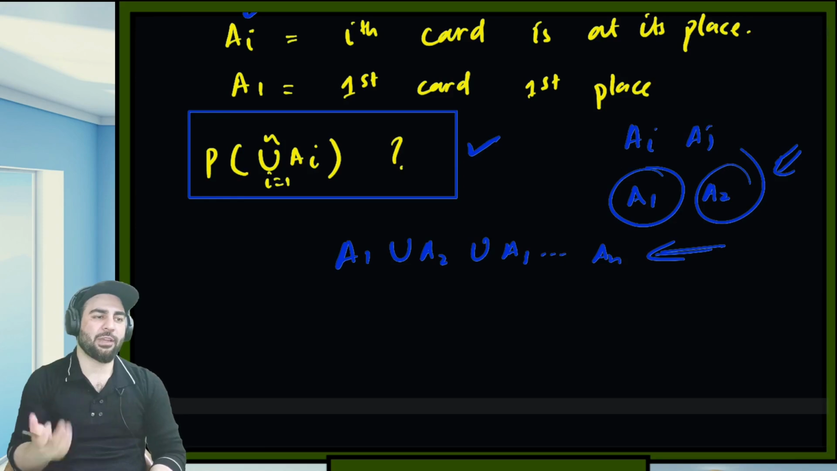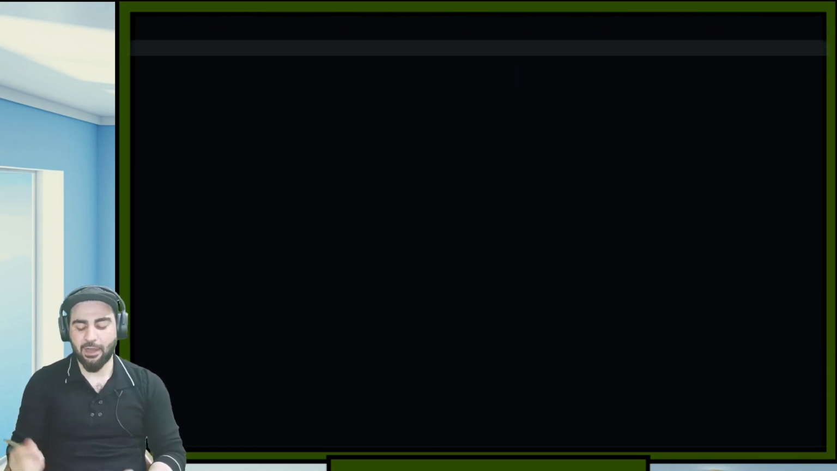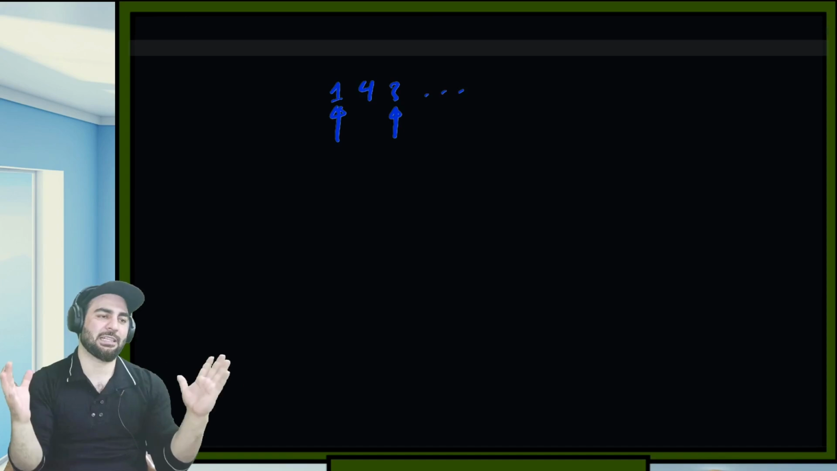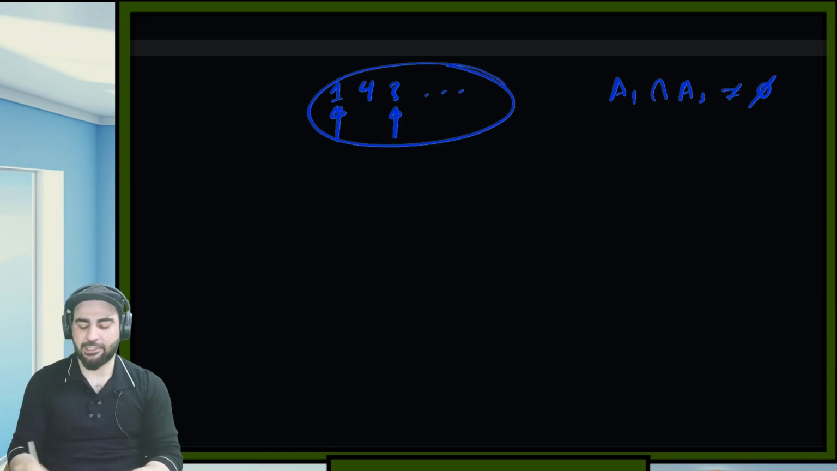So then we can figure out, no, these things are not mutually exclusive. Why? How to convince yourself of that? Let's suppose the first card is at first place, and we have the third card at, let's say, we have 4, 3. Now we have the first and third cards exactly at their places which were in the original deck. So that means A1 intersection A3 is not equal to the empty set.